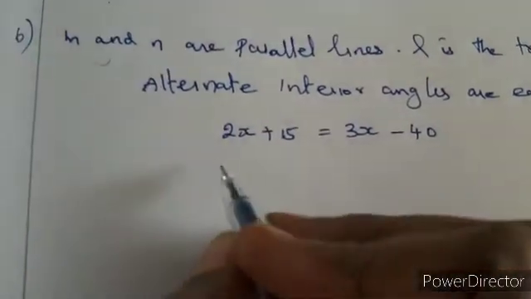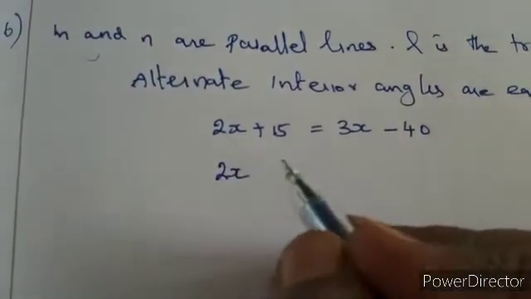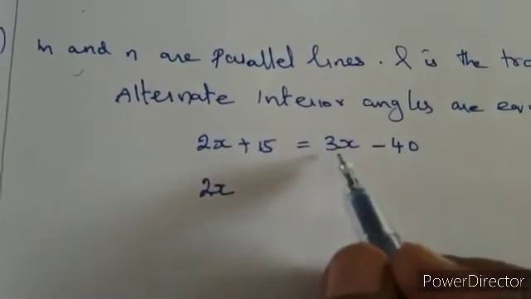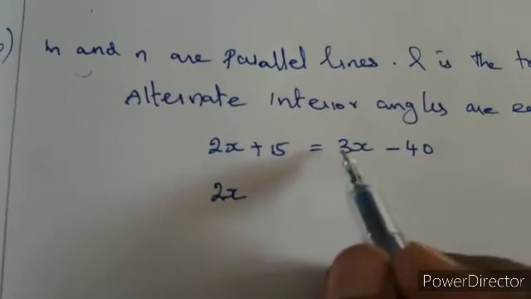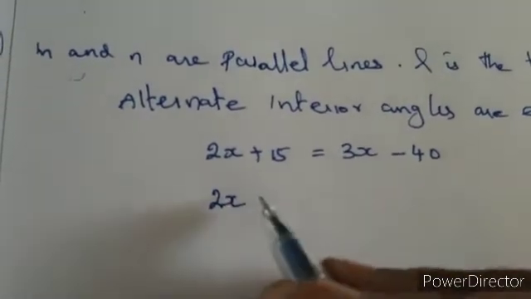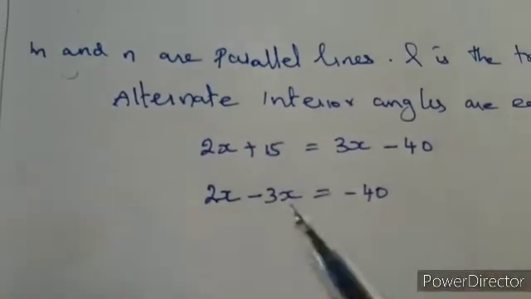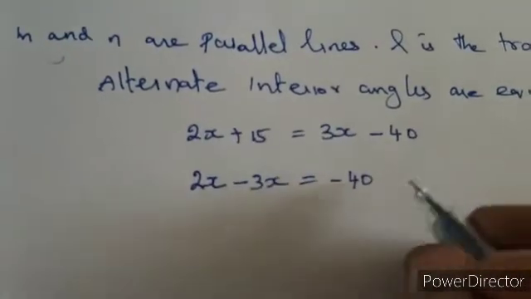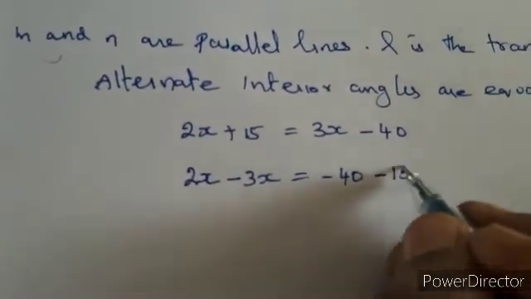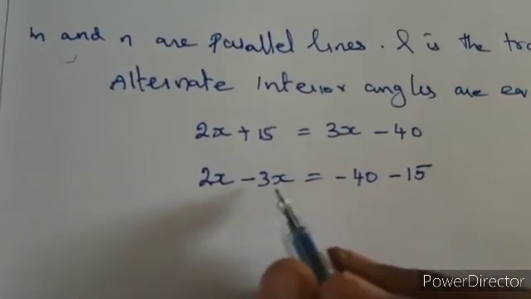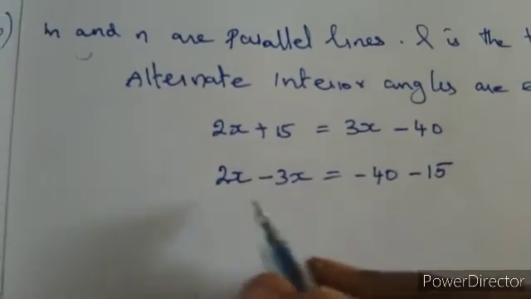So now 2x, we can move this x under the transposition to this side. So plus 3x will change as minus 3x, and already minus 40 is there. So this plus 15 we can move this side as minus 15. So now plus into minus we have to subtract. So 3x minus 2x.